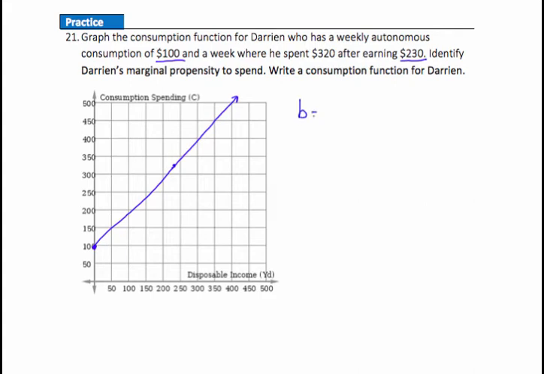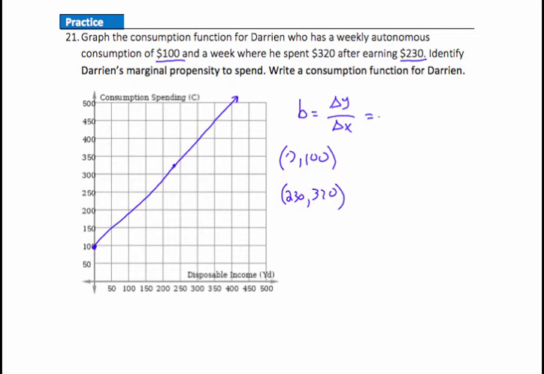But remember, we use b for that, so b is our change in y over change in x. I used the m last couple times, just so you'd be familiar with that. But I think we're ready to move on now and see that the b is our marginal propensity to spend. Same thing as the slope. Let's get our points written down here. So we had 0, 100. And the other point was he spends $320 after earning $230.